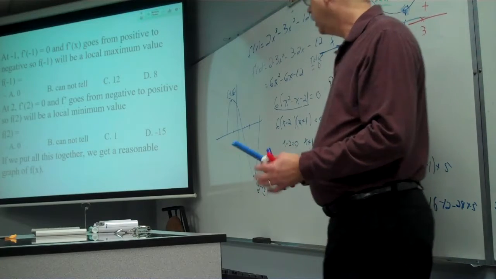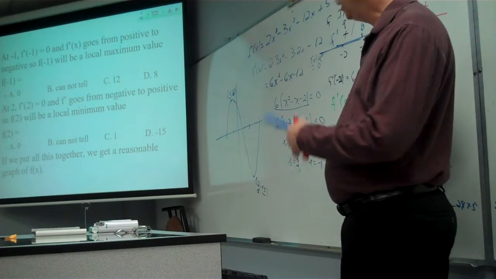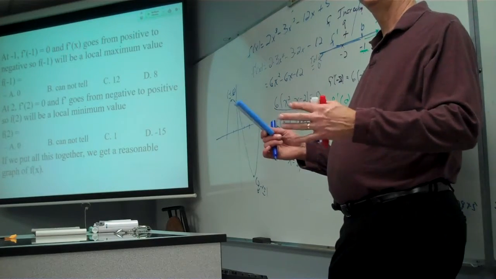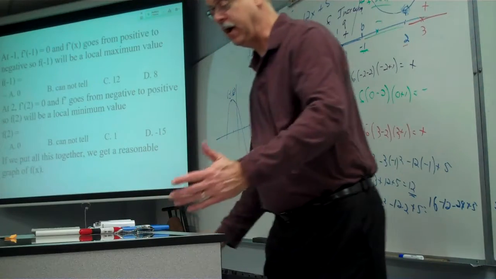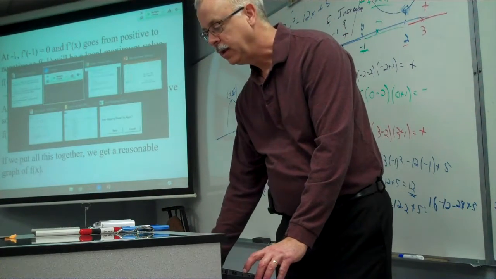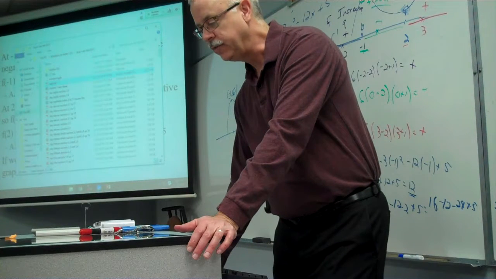And if we put it all together, we get a reasonable graph of the function. And notice, I only graphed 2 points. I didn't graph lots and lots and lots of points. Now you may say, well, I could have just put this in my graphing calculator. I don't have that up. Let me pull up the graphing calculator.